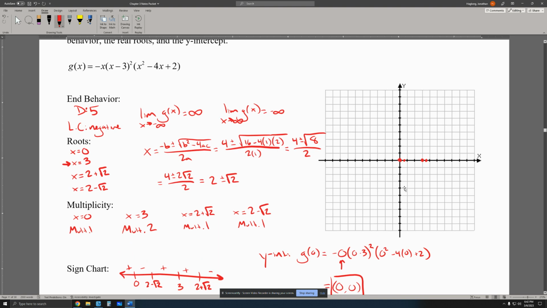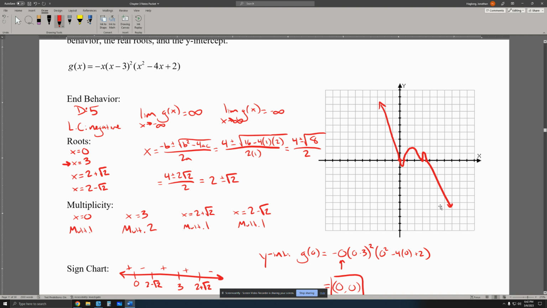So I notice that we are starting from the positive side. So our function is going to come down. It's going to pass through this 0, and then it's going to come back up and pass through the 0 at 2 minus root 2. It's going to come back down, and then it's going to bounce at x equals 3, and then it's going to come back down and end up being negative on the right-hand side.